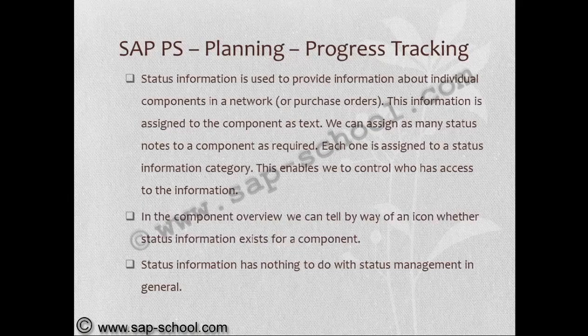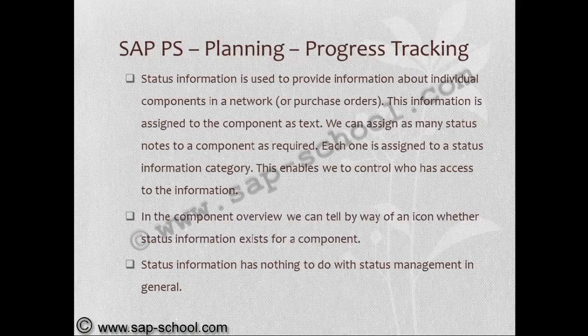Status information is used to provide information about individual components in a network or purchase orders. This information is assigned to the component as text. We can assign as many status nodes to a component as required. Each one is assigned to a status information category. This enables us to control who has access to the information.